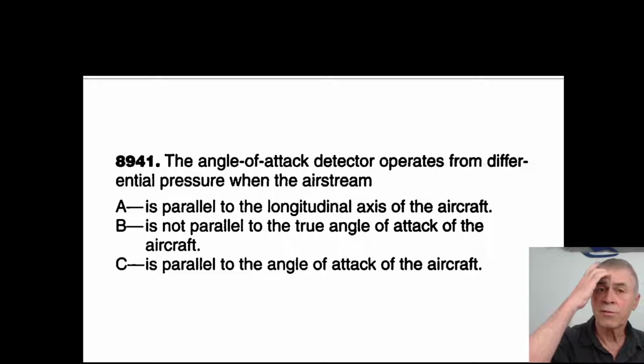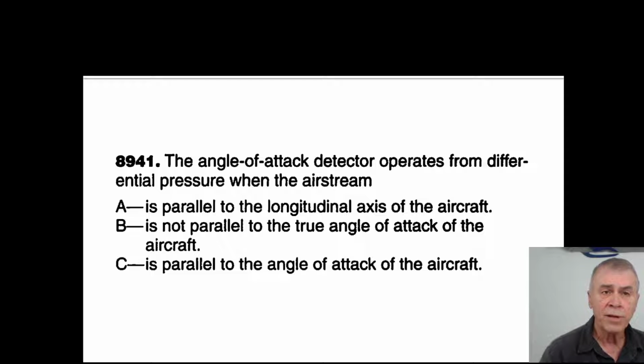All right, so this one you have to think a little bit about. So there's going to be a differential pressure when that airstream is coming in. Is that going to be parallel, running the same direction as the long axis of the aircraft from the nose of the aircraft to the tail? No, because that's actually the way you're going to normally travel. How about if that airstream is not parallel?